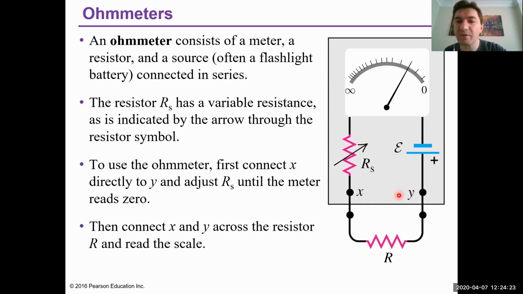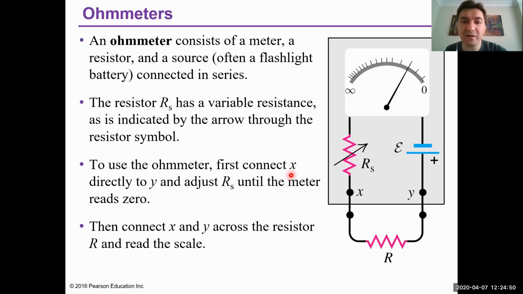So if you connect between X and Y, there is no resistance at the beginning, let's say. This is nothing, and here we have a connection shortcut. We have a current passing through that circuit. The resistor here has a variable resistance, as indicated by the arrow through the resistor symbol.